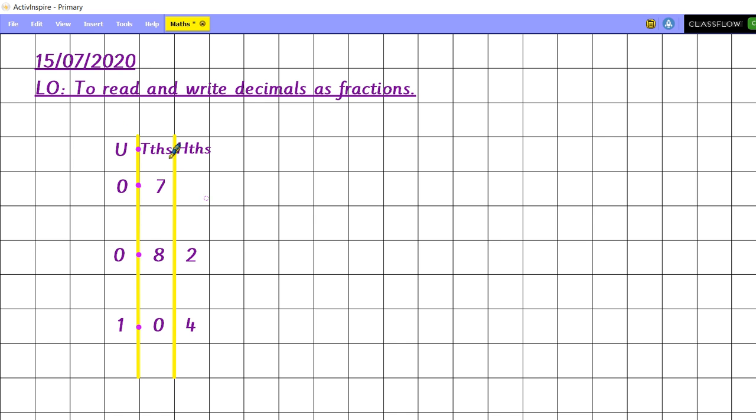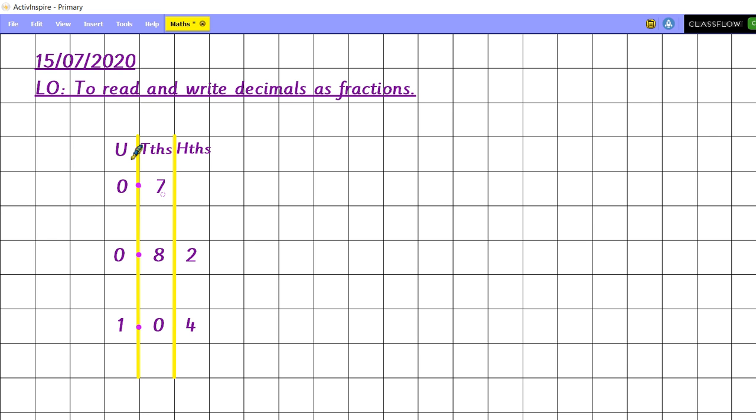So here I've got the number 0.7. Now you can see I've just done my lines down. I've done my place value chart. So I've got the units here and the decimal point. Remember, the decimal point does not have a value, it doesn't have a worth. So it isn't in a box of its own, it's just on the line. Then I've got my tenths column followed by my hundredths column.